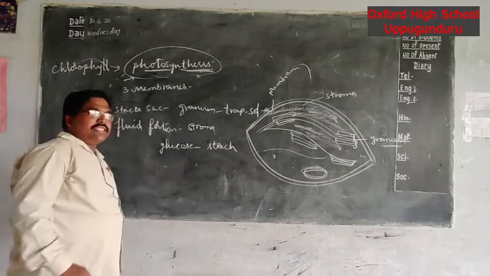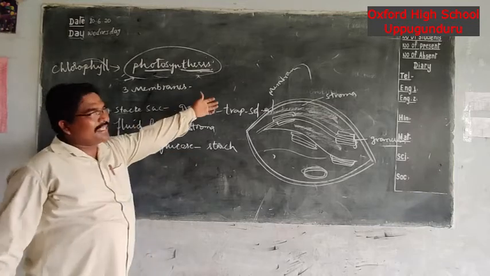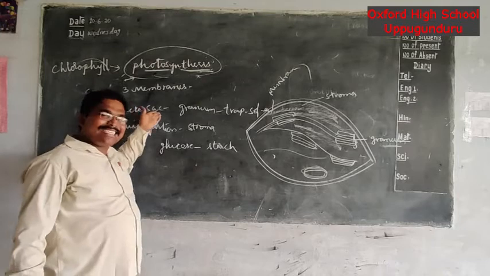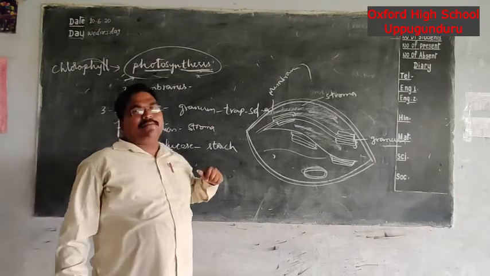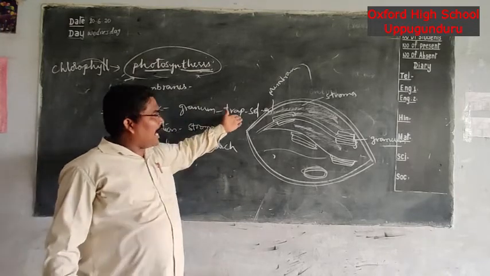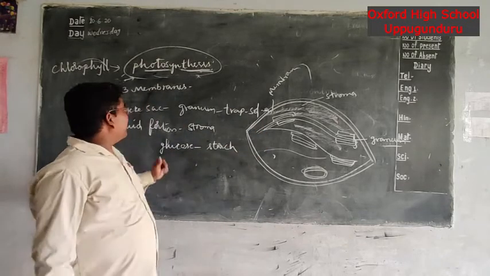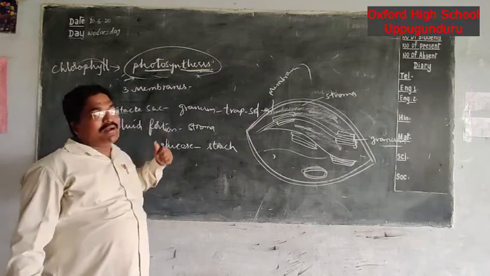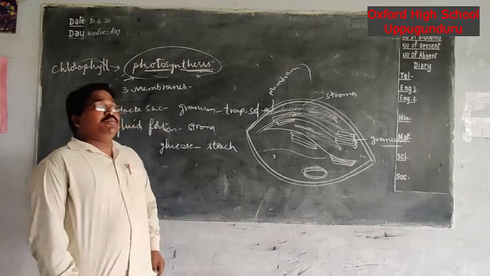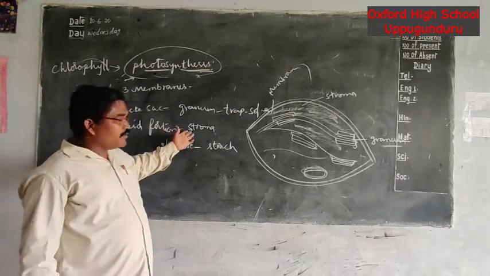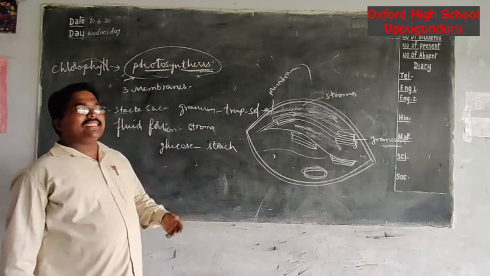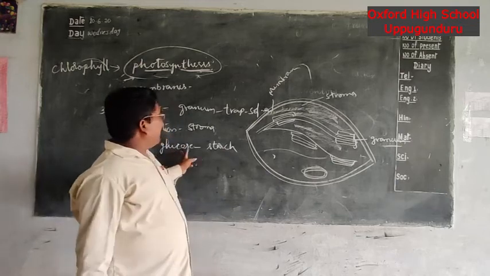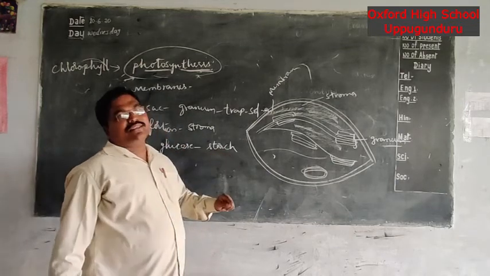So this is about the structure of chloroplast. Chloroplast is a membranous structure consisting of three membranes. The third membrane forms stacked sac-like structures called granum. It is believed to be trapping of solar energy. The fluid filled portion is called stroma. It is believed to be all enzymatic reactions, formation of glucose and leading to the formation of starch.